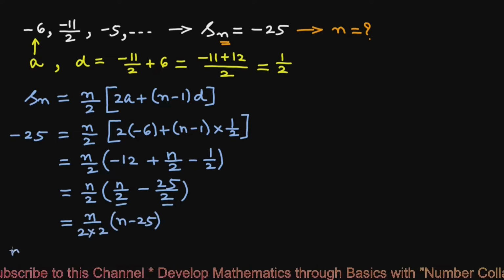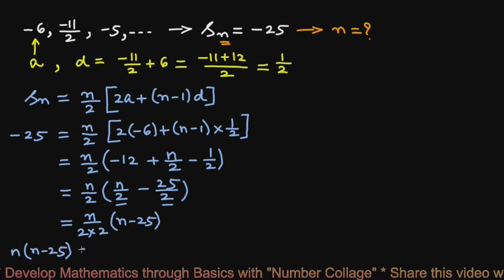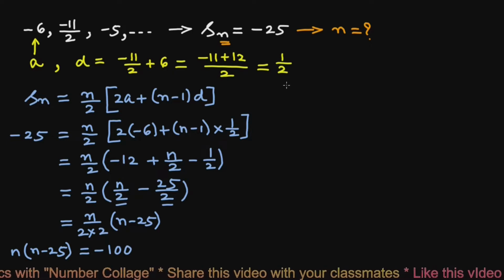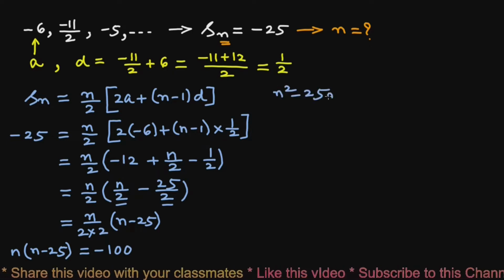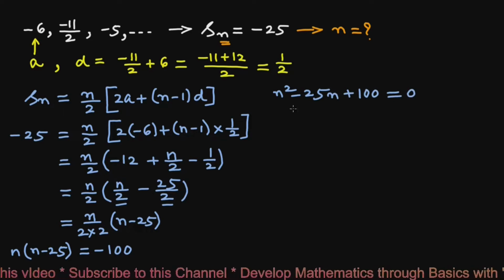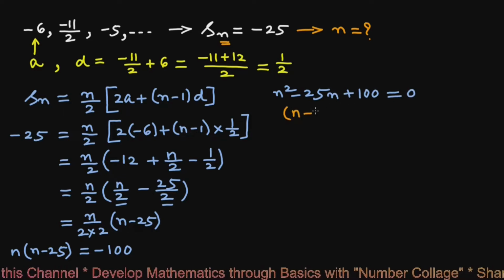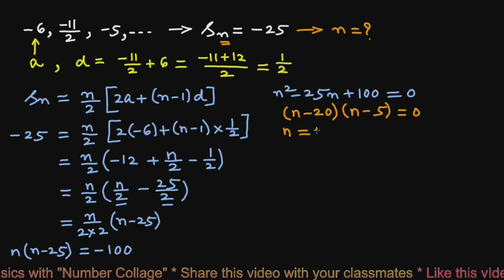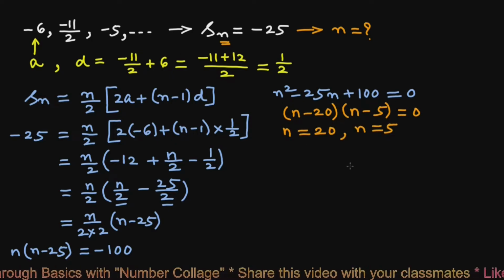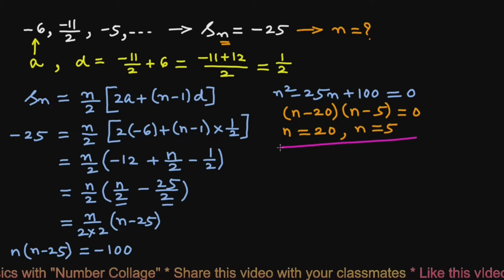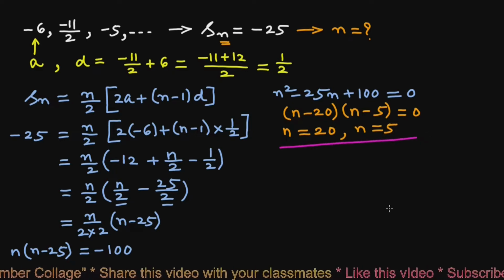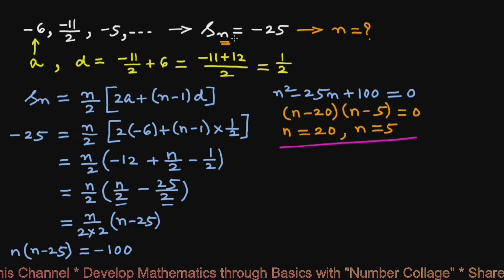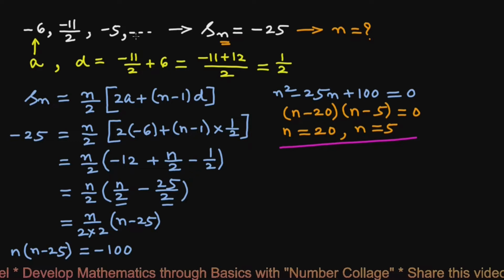So we get n into n minus 25 equals minus 25 multiplied by 4, minus 100. That gives n square minus 25n plus 100 equals 0. This can be factorized as n minus 20, n minus 5 equals 0. That gives n equals 20 or n equals 5. So these will be the two possible values of n, 20 or 5. So we shall need 20 terms or 5 terms to get the sum minus 25 of this AP.